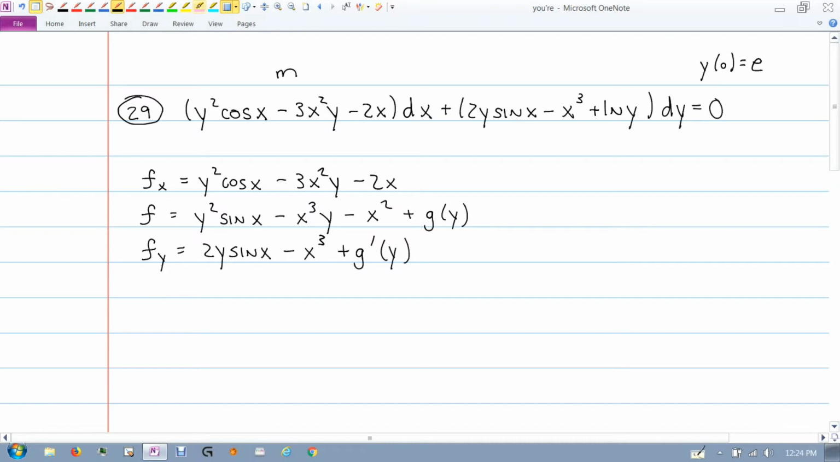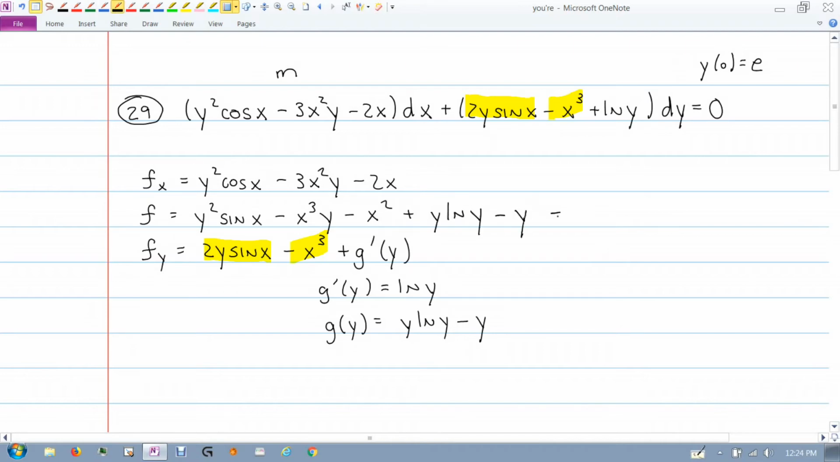So now, let's see what we've got here. Looking at N, we got 2y sine x, got minus x cubed, but that means that g prime of y has to be that natural log of y thing. And then if you integrate this, you can do that using integration by parts, or you just know a formula. It's y natural log y minus y. So since we have that as our g, we plug that in right here. y natural log y minus y equals some constant.